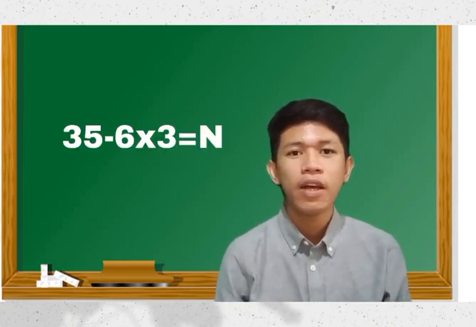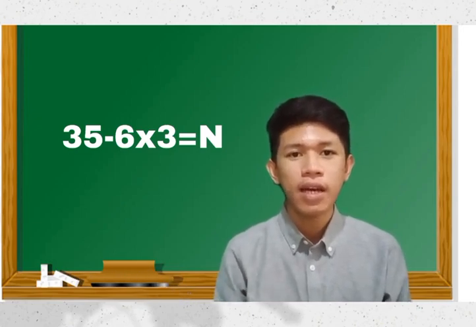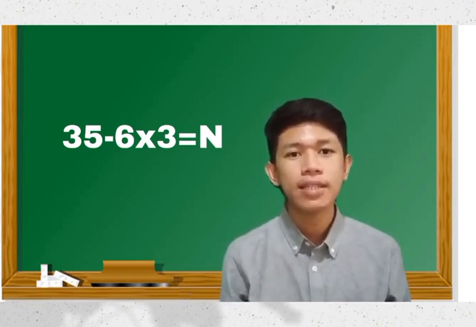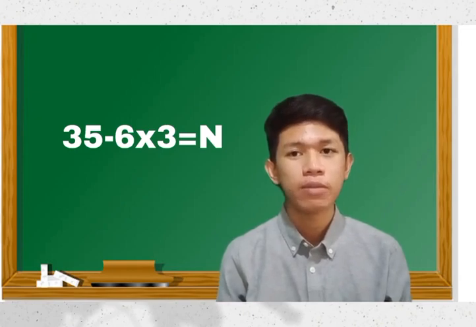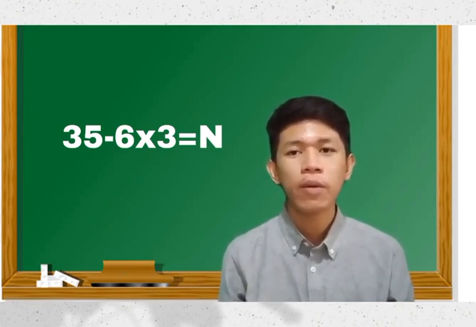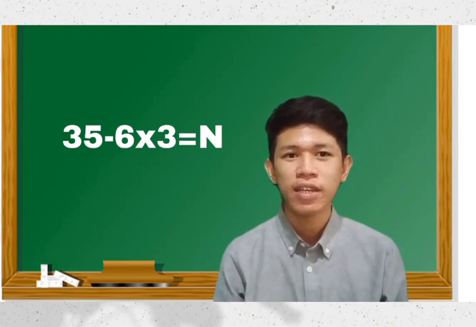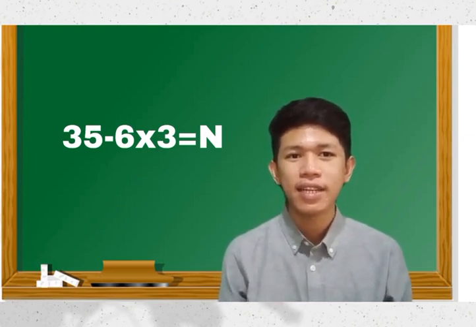Let me give you an example. So now, let us solve the expression together. 35 minus 6 times 3 is equals to n. From that expression, we can see that there are 2 operations, subtraction and multiplication. Starting from left going to the right, do rule 1 since there is a multiplication. Then do subtraction.